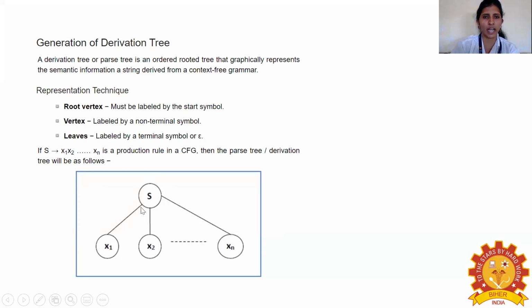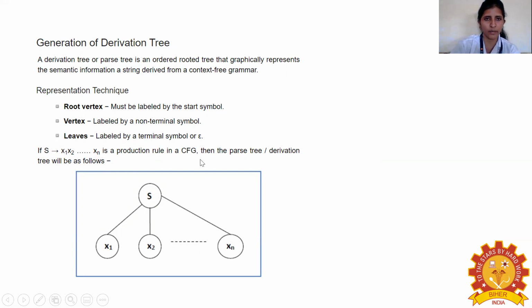As you can see, the graphical representation is given here. The root vertex has the start symbol S, the remaining vertices contain the non-terminal symbols, and the last vertices we call leaves. Those leaves can have the terminal symbols or the epsilon value. The production rule can be as follows: S to X1 X2 up to Xn is a production rule in a context-free grammar.